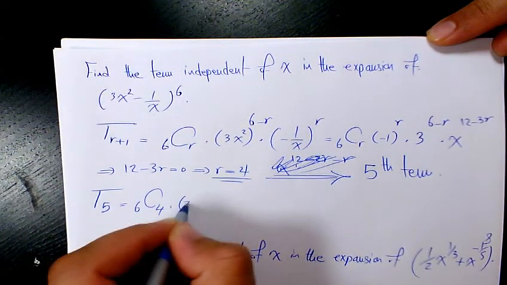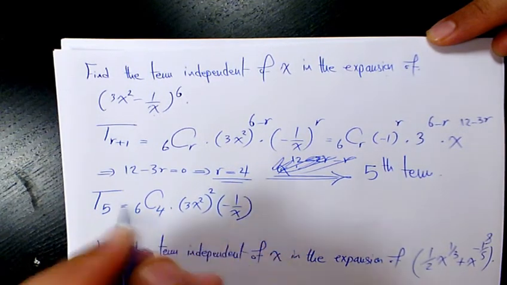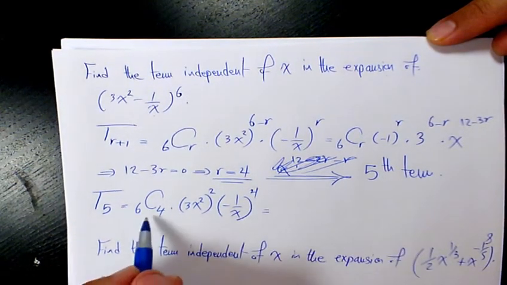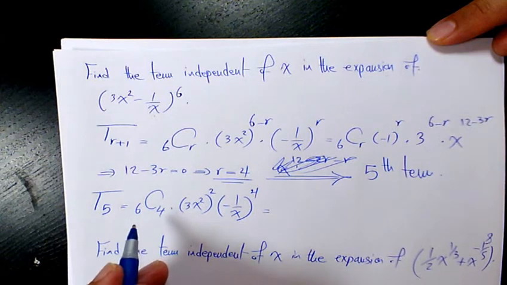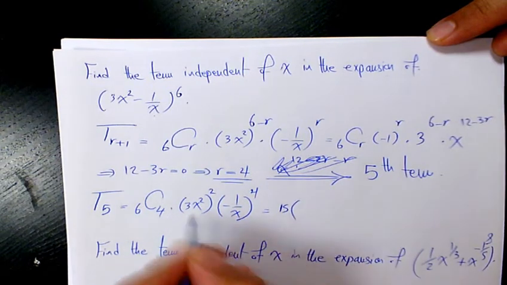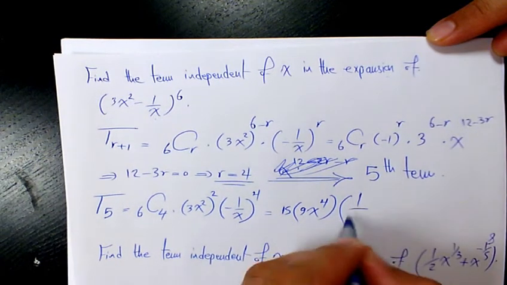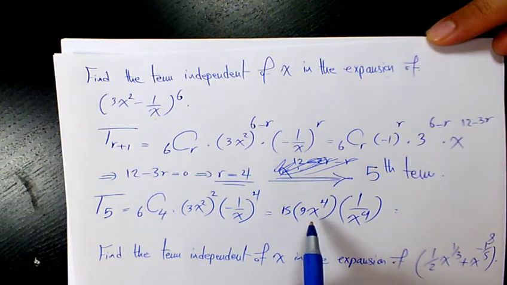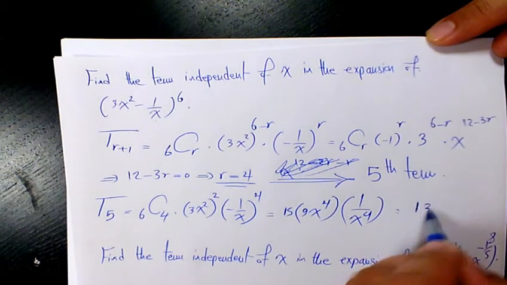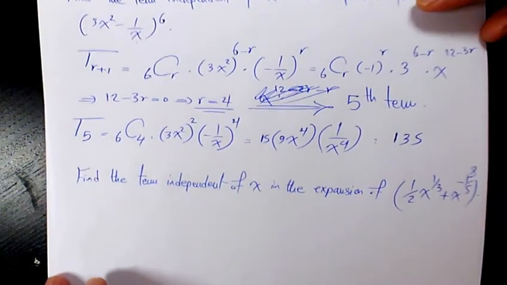6C4 (3x squared)^2 (−1/x)^4. That's 6 factorial divided by 4 factorial divided by 2 factorial, which is 5 times 6 divided by 2, which is 15. Then 9x^4, and here 1 over x^4. These two cancel out. 15 times 9 is 135. That's going to be the fifth term.